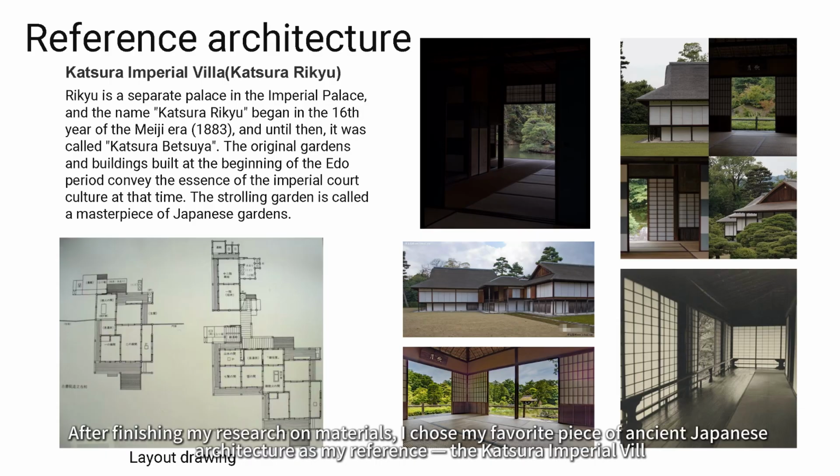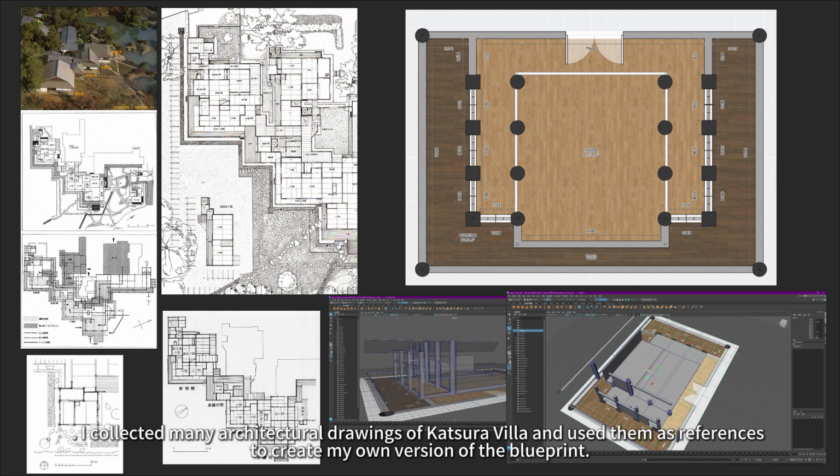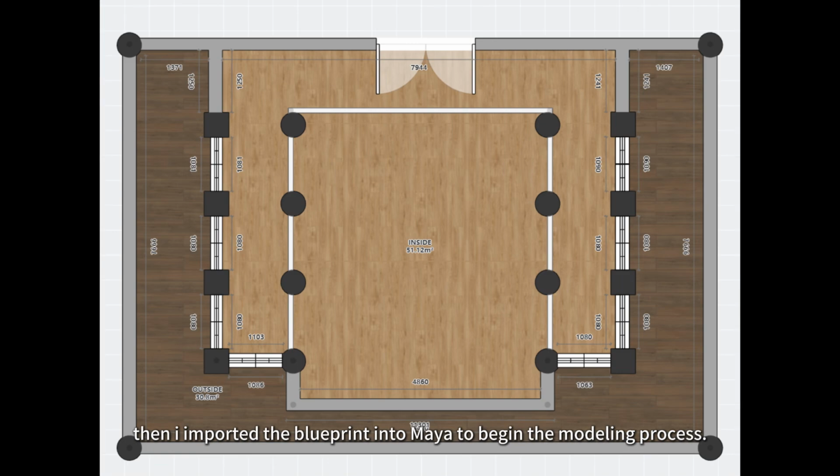And after finishing my research on materials, I chose my favorite piece of Japanese architecture as my reference, the Katsura Imperial Villa, which is often regarded as a masterpiece of Japanese garden design. And I collected many architectural drawings of Katsura Villa and used them as references to create my own version of the blueprint. And then I imported the blueprint into Maya to begin the modeling process.